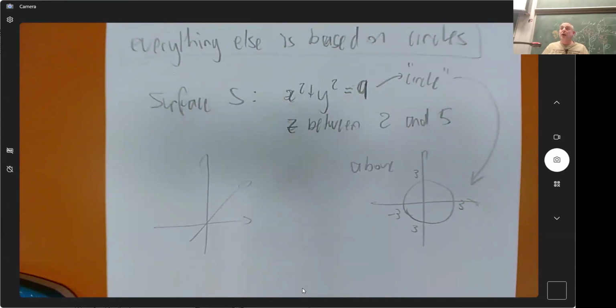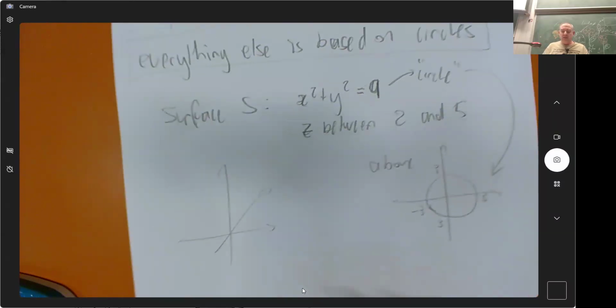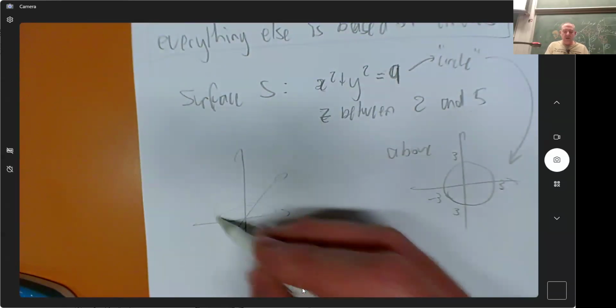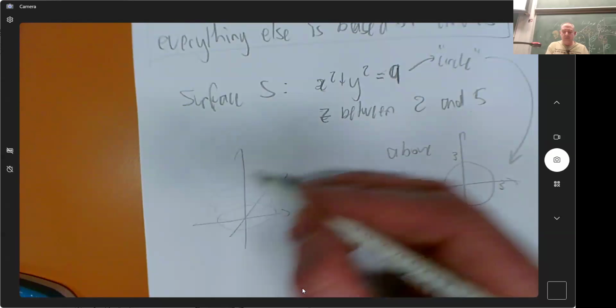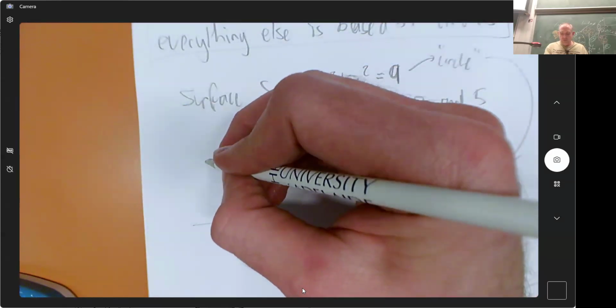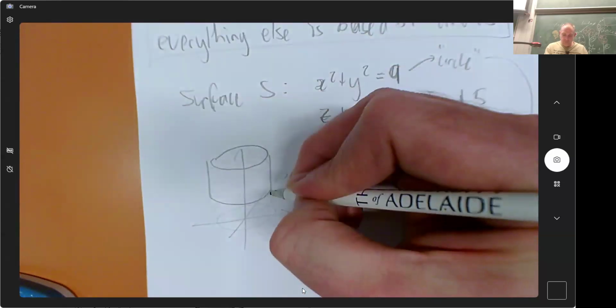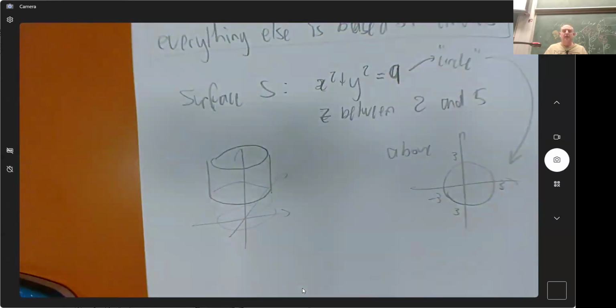And there's my circle. I'm going to have 3 cos theta, 3 sine theta in my x and y coordinates. But that circle doesn't tell me what z is, and so it can be at any height. And it's only from heights 2 to 5.